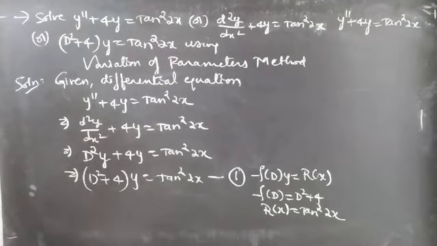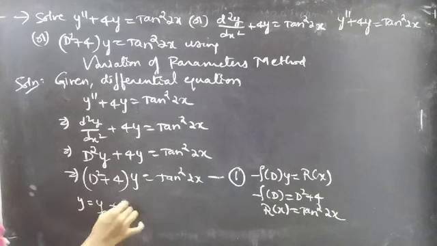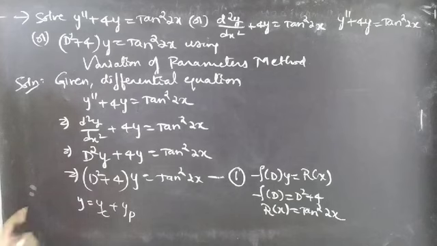Now we'll find the general solution of equation 1 using y equal to yc plus yp. Here we'll find yc using the auxiliary equation, and later we'll find yp. Okay, let's see. First we'll find yc, the complementary function, using the auxiliary equation.